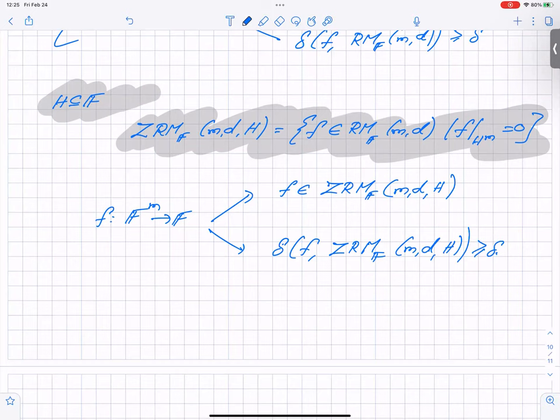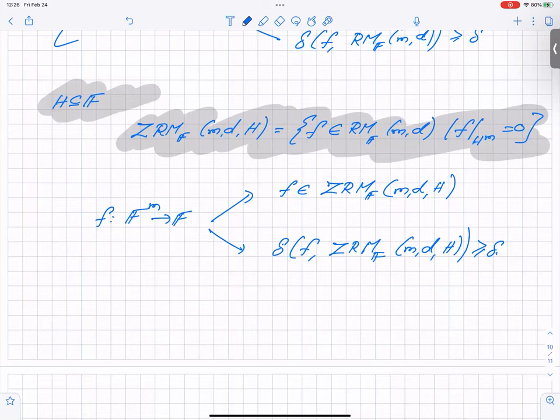Let's check if both the tests pass. So let's do both the tests. Will that work? If it passes, it means it lies in both of these. So if the first test passes, you know that F is close to a low degree function. If the second test passes, you know F is close to a function that is 0 on H to the m. But why does that mean F is close to a low degree function that is 0 on the subcube? There might be two different functions. F is close to a function P1, F is close to a function P2. Why are P1 and P2 the same object?